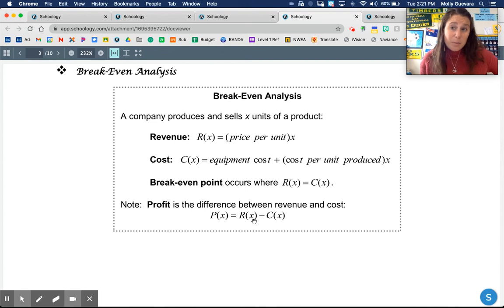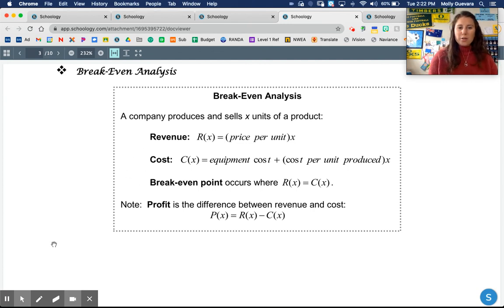about being a business major or creating your own business, opening your own store, anything like that, this is something that you will use a lot, right? The break-even analysis. This is like, how many units do I have to sell to break even, right? How many units do I have to sell to start making a profit? Things like that. So let's say a company produces and sells X amount of product, whatever it is.